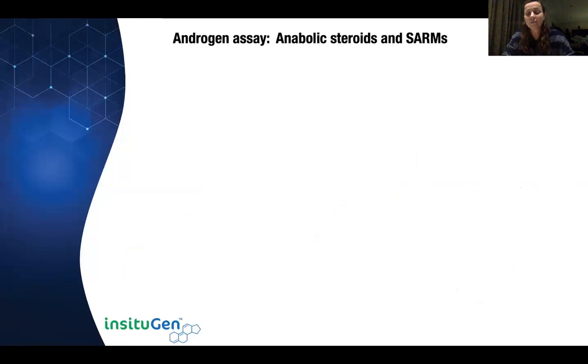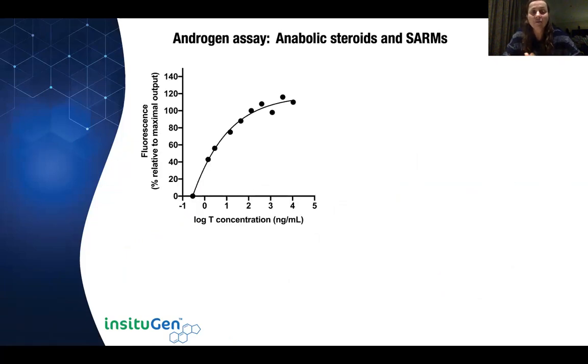To show that it works and is sensitive enough to detect biological activation of androgens, here we show a testosterone dose response curve. Higher testosterone concentration leads to higher levels of fluorescence, and we see an EC50 around 0.4 nanograms per mil.